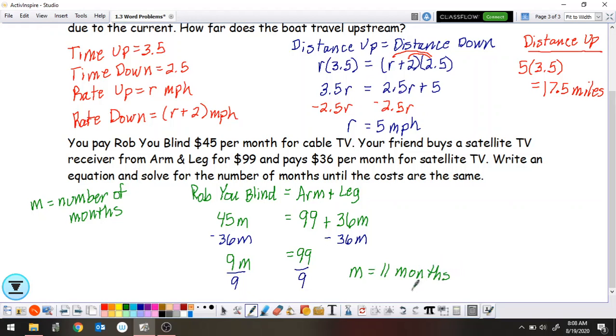So after 11 months, you and your friend would pay the same, or would have paid the same amount for cable and satellite. After that, it would be different. So you may want to determine if in the long run, is it better to stay with cable, or should you switch to satellite? Or your friend might want to decide, is it better to stay with cable or switch to satellite? So here's some examples of using equations that have variables on each side.